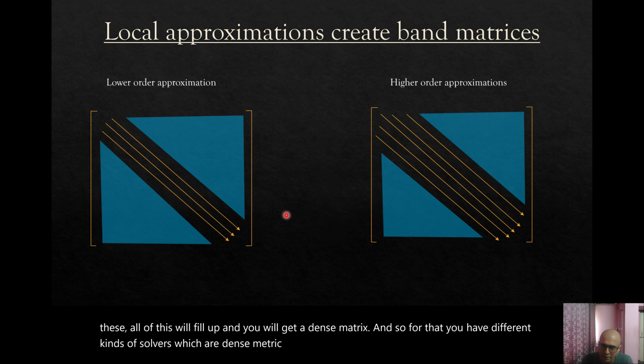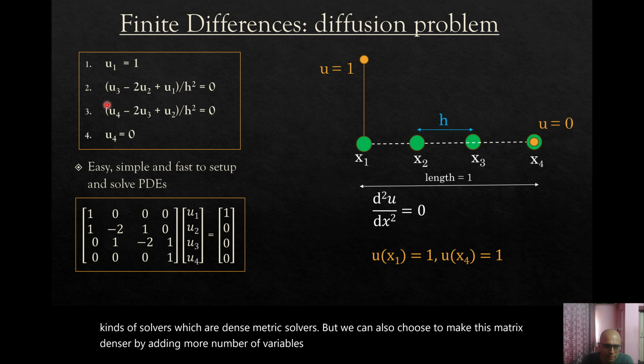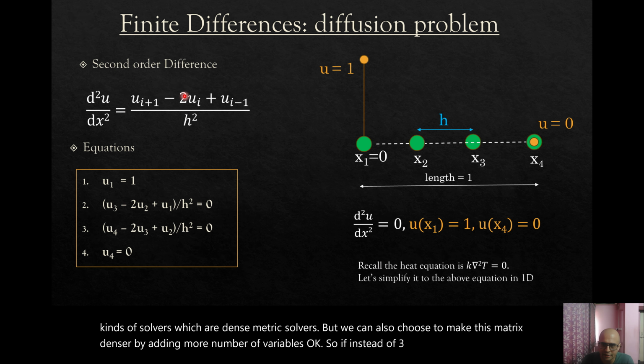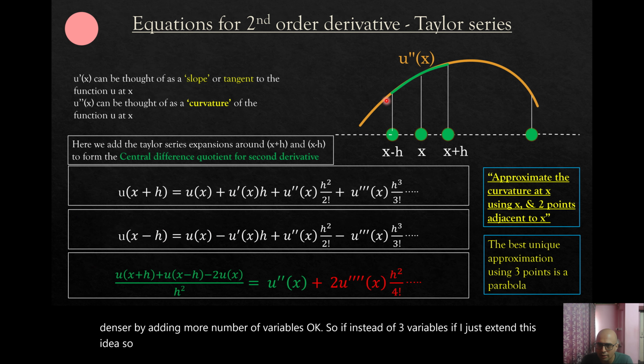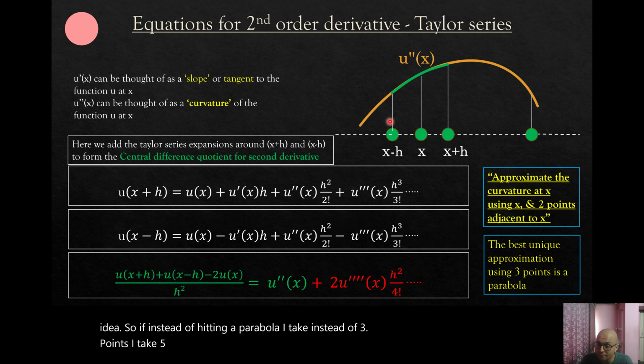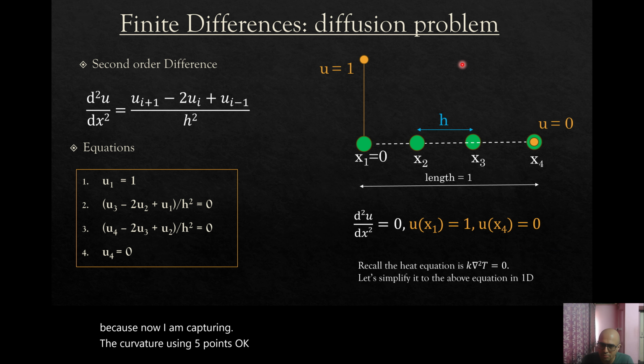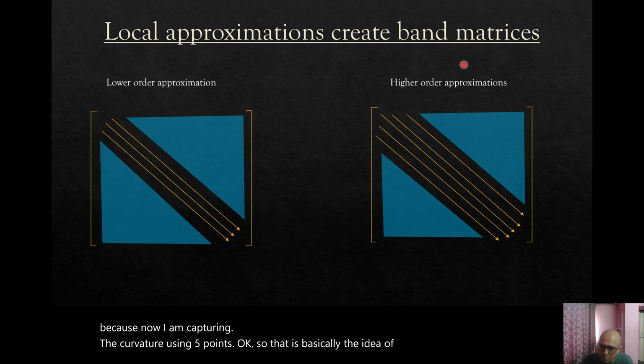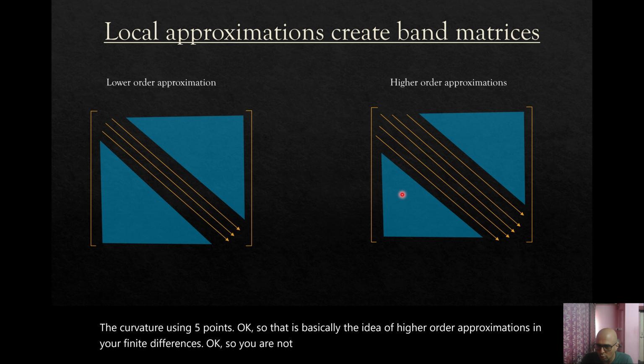But we can also choose to make this matrix denser by adding more variables. If I just extend this idea, so instead of fitting a parabola with 3 points, I take 5 points, I would get a pentadiagonal matrix, which is a better approximation, because now I am capturing the curvature using 5 points. So that is basically the idea of higher order approximations in your finite differences. You are not actually going to a global scale, but you are just increasing the band size.